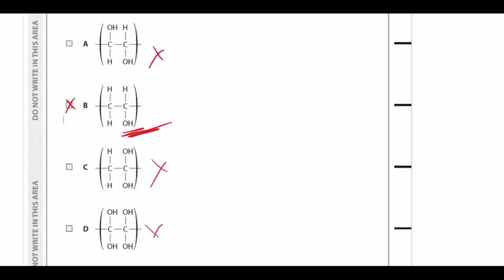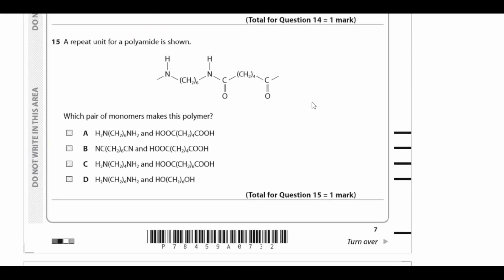Okay. Now moving on to the next part, they said a repeat unit for a polyamide is shown. So this is the polyamide provided. The question is, which pair of monomers makes this polymer? Okay. All right. Let's analyze the repeat unit first.